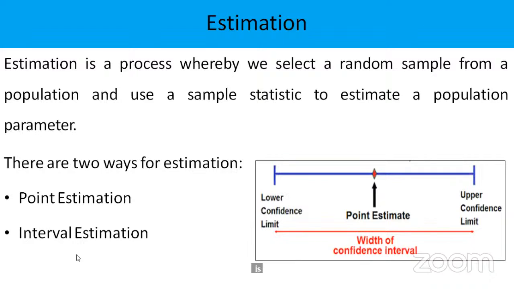So estimation is a process whereby we select a random sample from the population and use the sample statistics to estimate the population parameters. We can take a point estimation, where we take the median value and do the statistical computing. Or we can take intervals of data. For example, with a hundred records, I take the 25th percentile to the 75th percentile and apply the statistical computing only on that range, Q1 to Q3. That is called interval estimation.